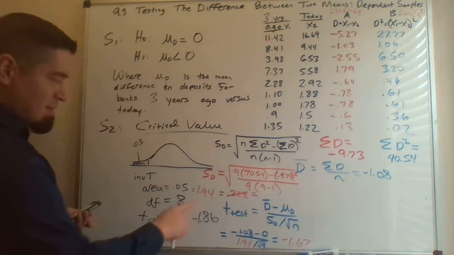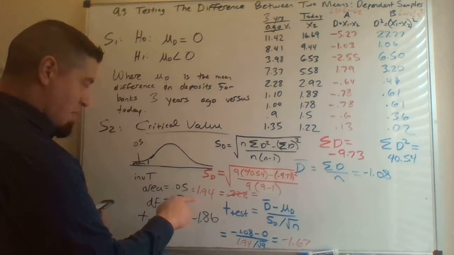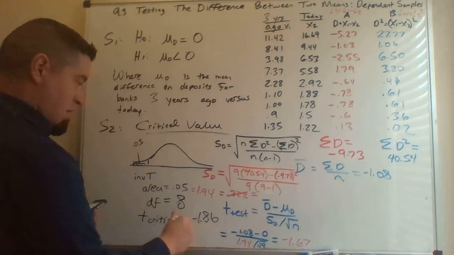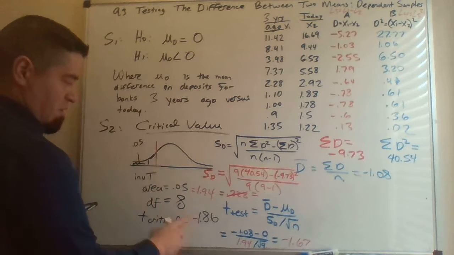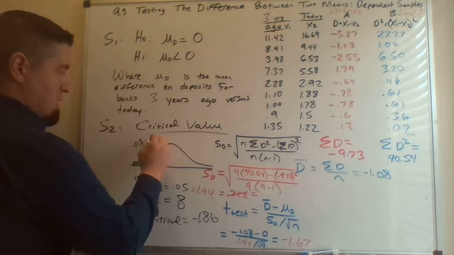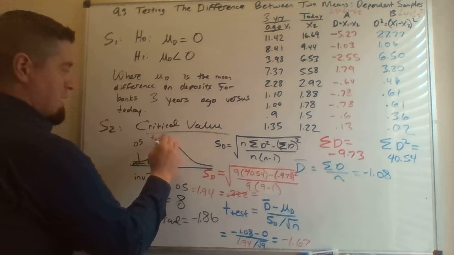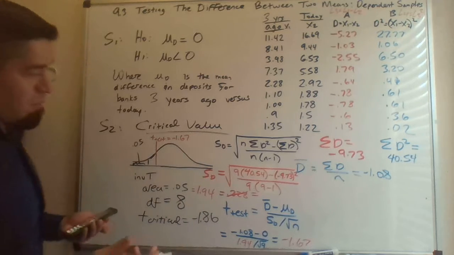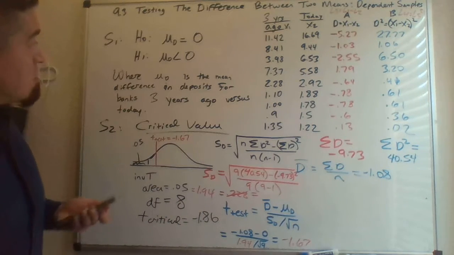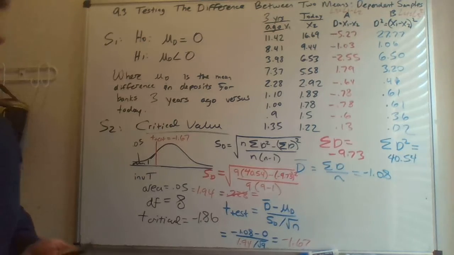and we can place our t-test into our normal curve here, which would fall just inside the critical value of negative 1.86. So this is t-test at negative 1.67. Therefore, what's the decision? We fail to reject the null hypothesis.